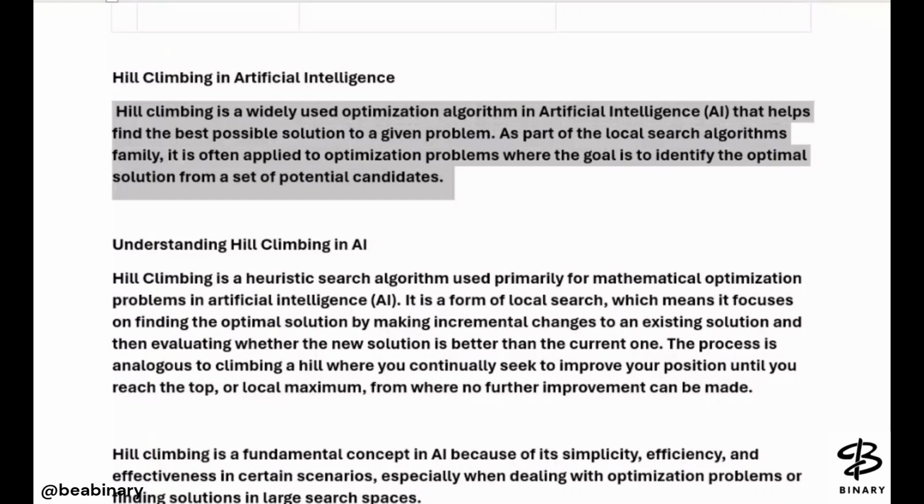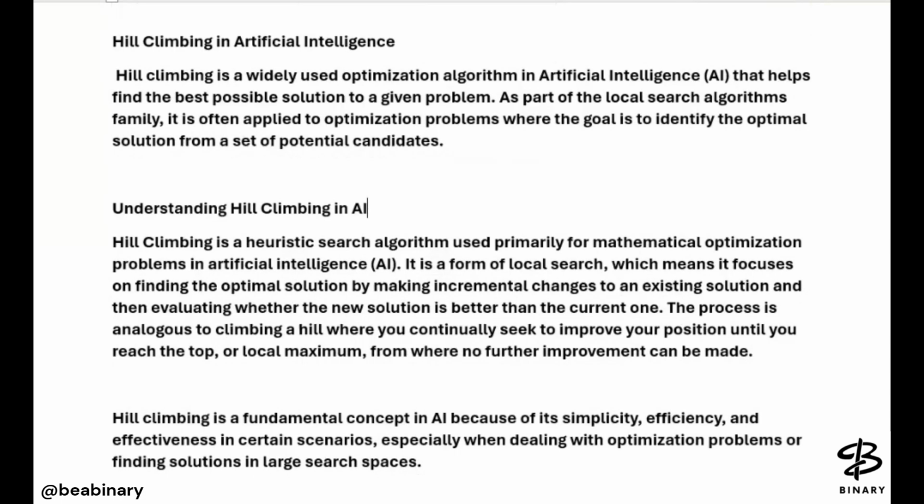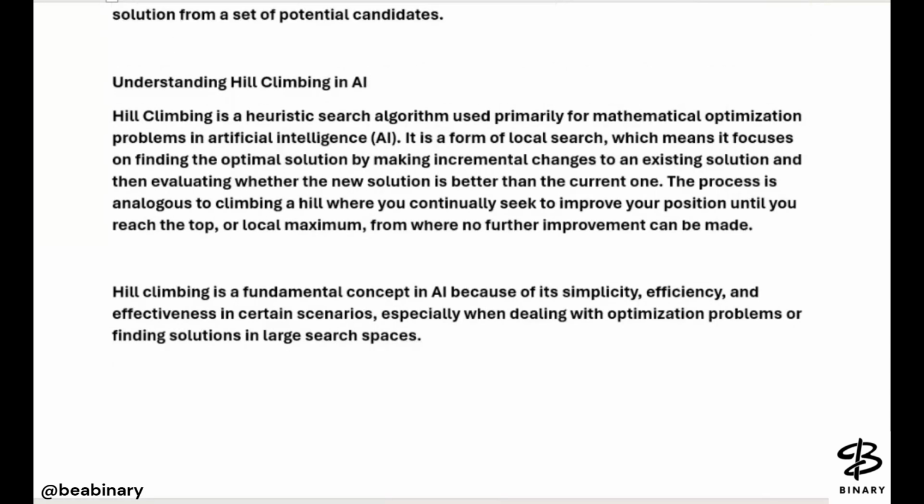Why the local search algorithm family? Because it will consider only the neighbors. So it is often applied to optimization problems where the goal is to identify the optimal solution from a set of potential candidates. Hill climbing is a heuristic search algorithm used primarily for mathematical optimization problems in AI. This is understandable.